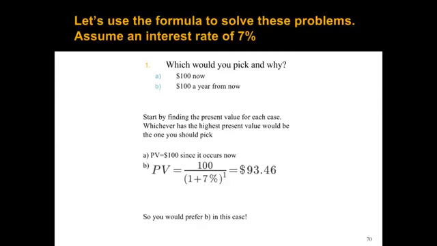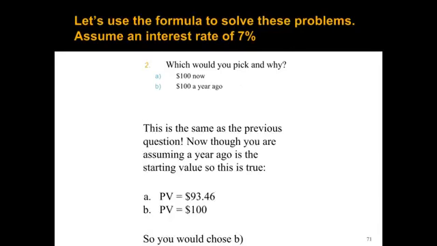So again, the other way of saying that is that if I put $93.46 in a savings account today that earns 7% interest, it would grow to $100 a year from now. And that's why we compare things this way. So the present value, I would rather have $100 now. And that's intuitive. And that's what most of you answered.